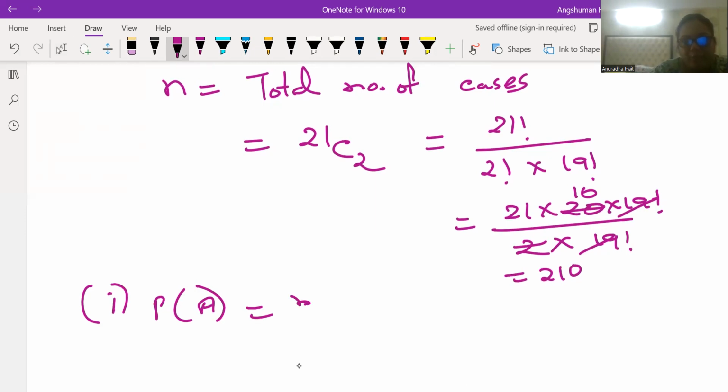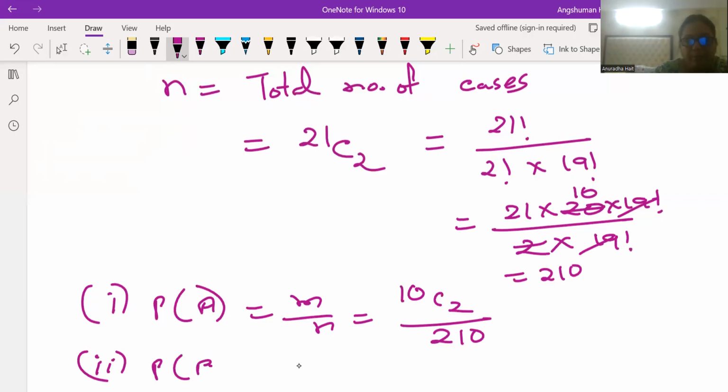We are going to write the formula. So 10 white balls, from 10 we are selecting 2. This is the value 10 C2 divided by 210. You can simplify this 10 C2 using the factorial formula, the combination formula, and so you will get the final answer.